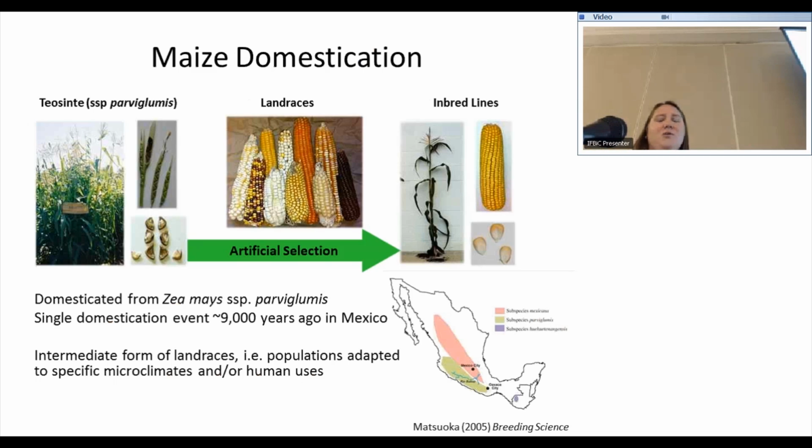So maize domestication exhibits the classic domestication syndrome. The wild ancestor is teosinte. The subspecies is Parviglumis. It's a highly branched plant that has hundreds of little tiny ears, and the ears are not really ears. They are just seeds that are stacked on top of one another, so that when the plant starts to dry down, the connection between the seeds becomes loose and the seed shatters and spreads.